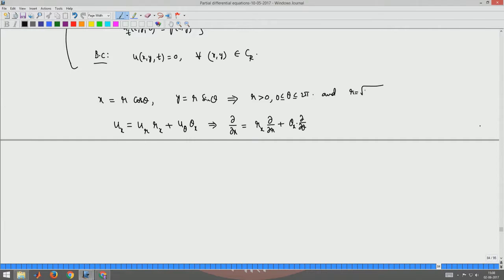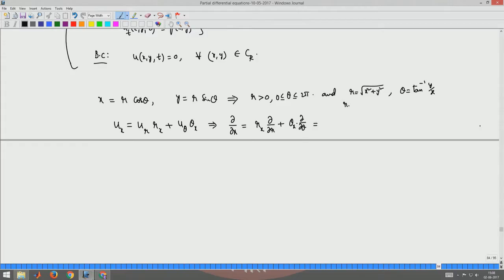r equals the square root of x square plus y square, and theta is tan inverse of y by x. Okay, simply dividing, y by x gives you r sin theta over r cos theta, that is simply tan theta. So tan inverse of y by x is theta. So you can calculate your r_x and theta_x.